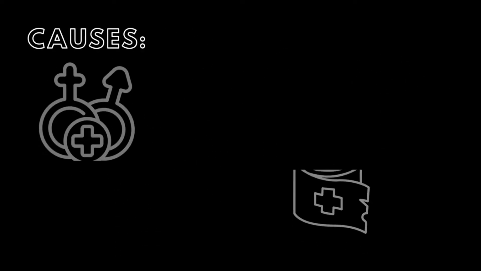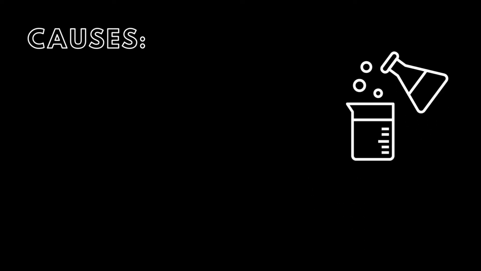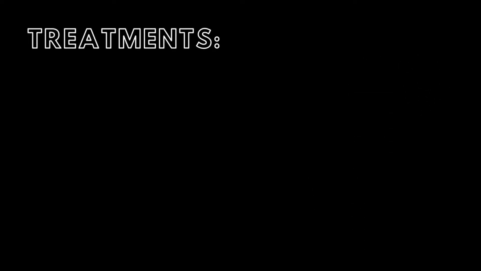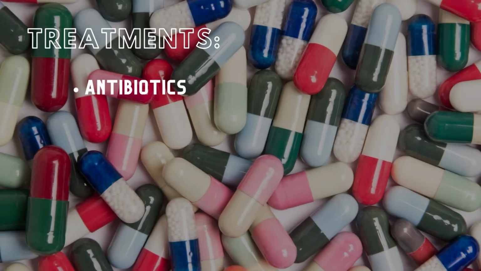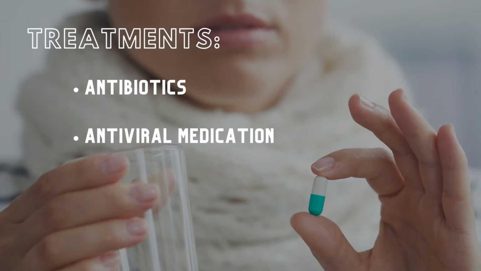Urethritis can be caused by sexually transmitted diseases, bacterial infections, viral infections, physical injury, or sensitivity to some chemicals. Treatment of urethritis depends on the cause of the infection. Urethritis caused by bacterial infection will be treated by a variety of antibiotics. Urethritis resulting from a viral infection, such as a herpes simplex virus, is often treated with antiviral medications.